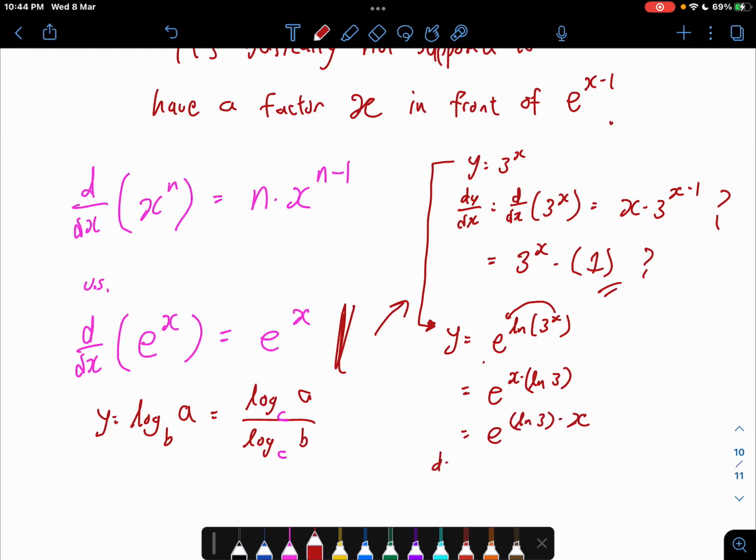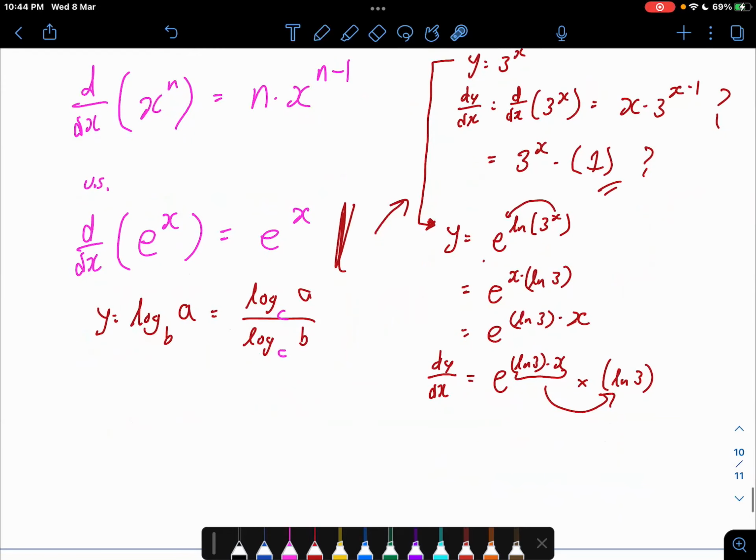Can you differentiate this? e power something x. Can. Keep the same thing times the inside function differentiated, which is just ln 3, right? Not to be confused with differentiating ln, where you get 1 over. Here, ln 3 is just a number. It's a coefficient of x. Differentiating something x is just something. Good. So simplifying, e and ln cancel off again. You're left with x times ln 3. So in other words, the derivative of 3 to the power of x.